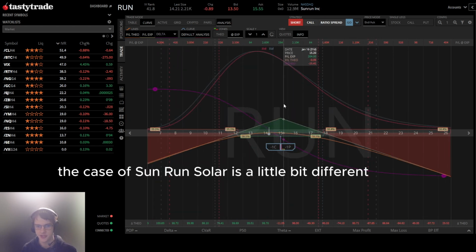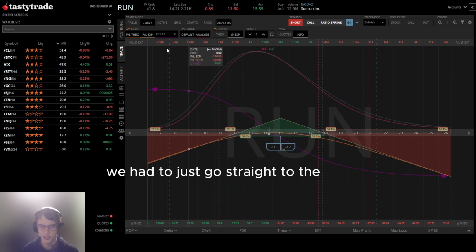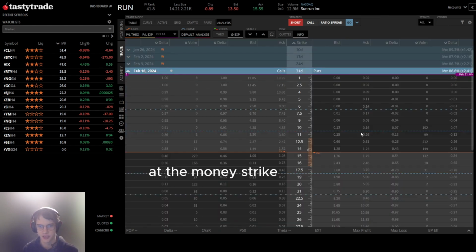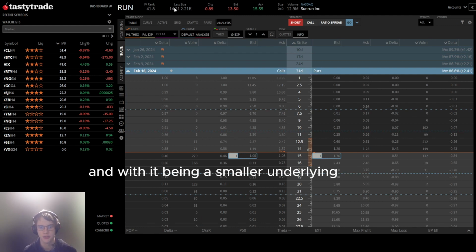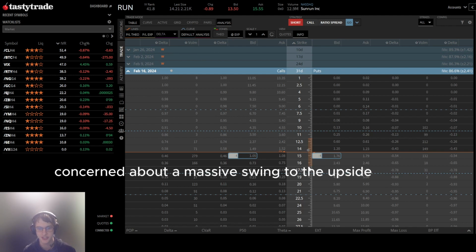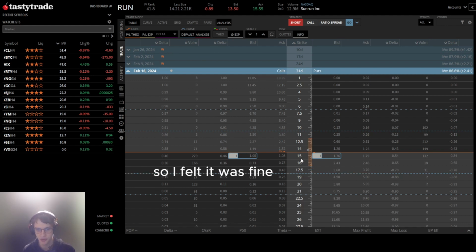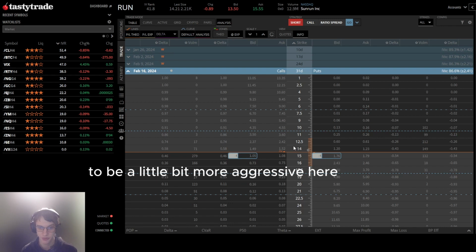As I mentioned earlier, the case of Sunrun Solar is a little bit different. We had to just go straight to the at-the-money strike because we were already past the break-even point from our collected credits. And with it being a smaller underlying, I'm not too concerned about a massive swing to the upside as I am in Roku, so I felt it was fine to be a little bit more aggressive here.